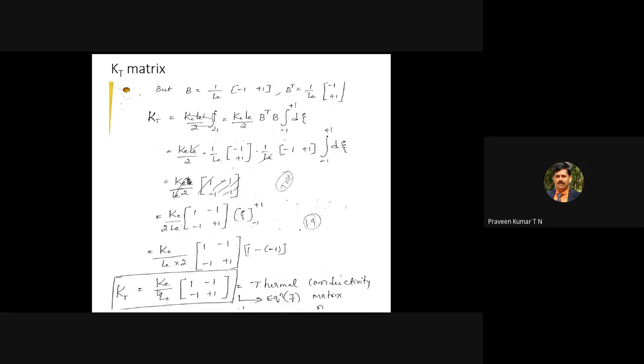It is almost similar to AE divided by Le in the case of structural problems, where E is the Young's modulus. When you come to thermal problems, A remains the same. A is the area normal to the direction of heat flow, and E is replaced by the thermal conductivity K, divided by L. The L refers to the length of the element. It is almost similar to the stiffness matrix for the bar element.